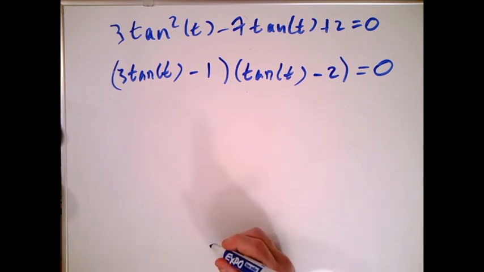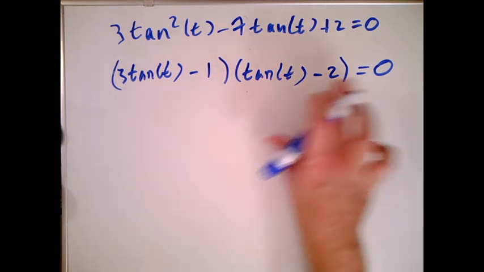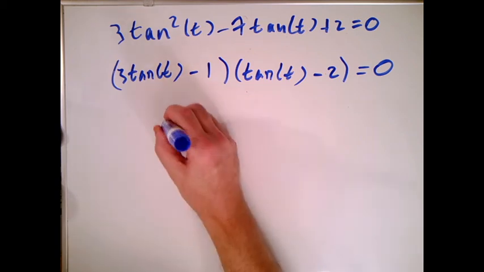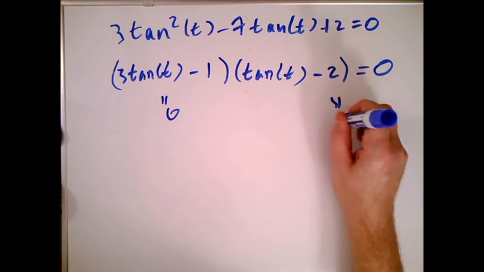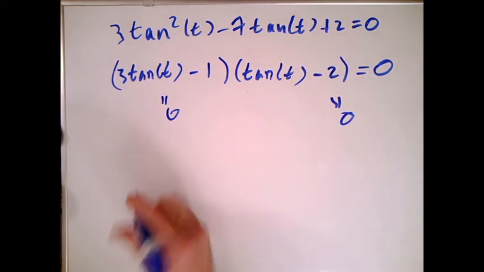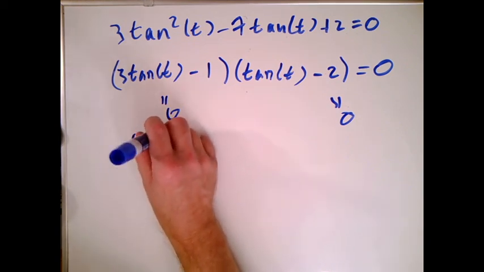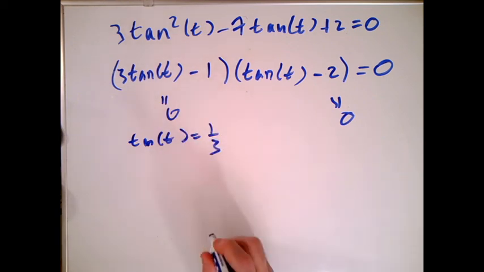Now, what do we do next? We now use what's called the zero principle. This is the same one used in algebra. When I multiply two things together and they get 0, one of them has to be 0. So we set this one equal to 0, we set this one equal to 0, and then we just solve each piece. When I set this one equal to 0, what I get is tangent t equals 1/3. Well, we know exactly how to solve that.